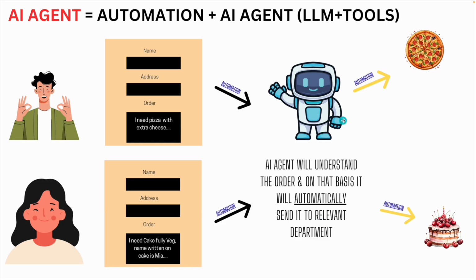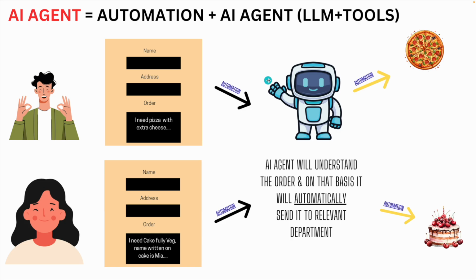Okay, so automatically you can see, through the automation, it will send it to the pizza department, and automatically it will be sent to the cake department. Also, when the order was placed, through the automation the AI agent received the order, and automatically after understanding, because it has a brain, and remember it has tools, hands and legs, it will understand it and automatically send it to a particular department.